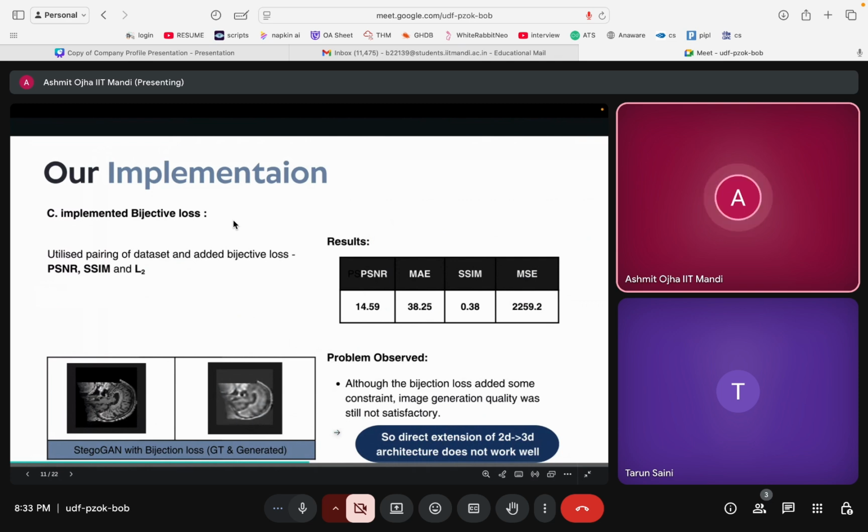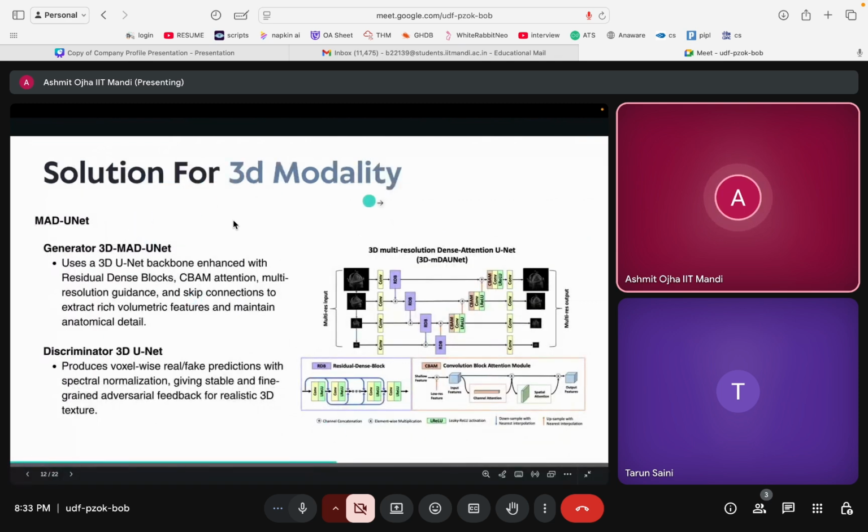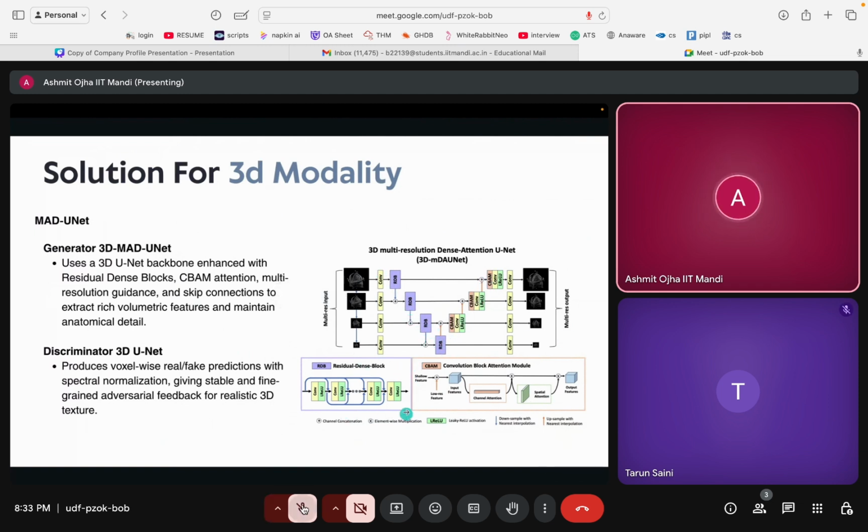So we were looking for better work in the 3D domain, and this is a recent work from MICCAI 25. It's specifically designed for 3D modality. It has multi-resolution input and output, so it has supervision over multiple resolutions. The U-Net has very dense skip connection networks, which allow proper gradient backflow. And in the upsampling layer, we have a convolutional block attention module, which basically integrates two attention modules, one the channel attention and one the spatial attention. Also, we have fixed voxel-wise supervision on the output of the discriminator. So basically, we have multiple resolutions of outputs of the discriminator which are being supervised.